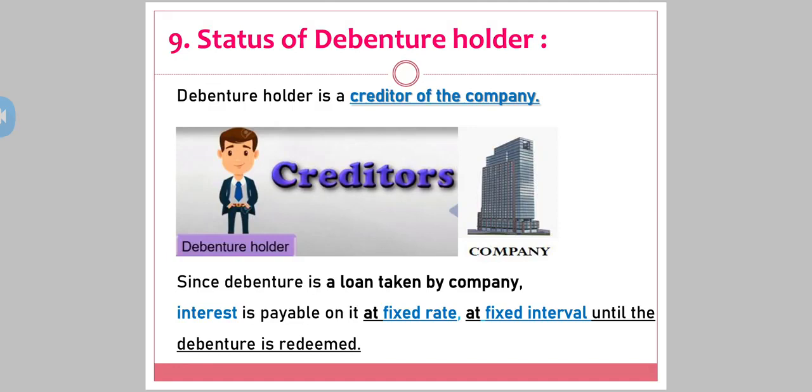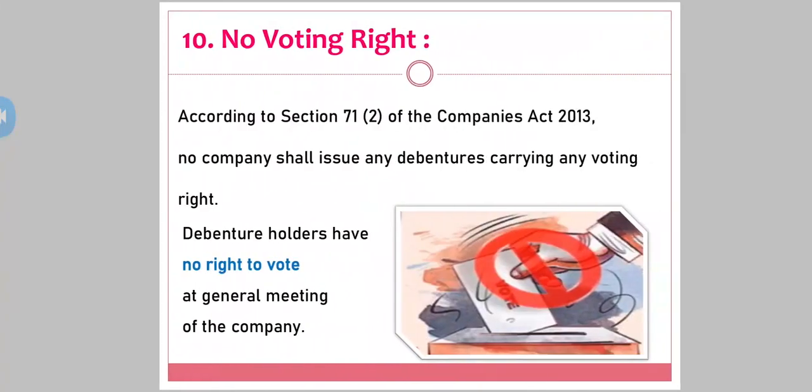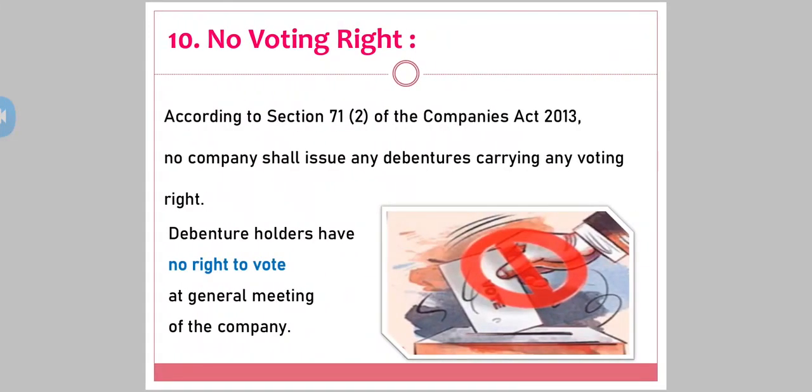Since a debenture is a loan taken by the company, interest is payable on it at a fixed rate. See, it's always getting repeated. Interest at a fixed rate, at a fixed interval until the debenture is redeemed. Until the debenture is redeemed, that means paid off by the company. The company will give the money and will take the debenture certificates back. This is known as redemption. So yes, status of debenture holder: a debenture holder is a creditor of a company. The 10th point you have got is no voting right.